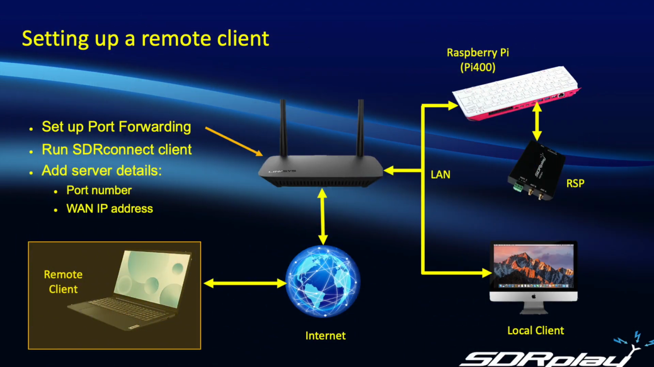Now let's talk about setting up a remote client. This will be connected via the internet. So in addition to the normal settings, you will have to set up port forwarding on the router. And in addition to the port number, you will need to know the WAN address of the local network.